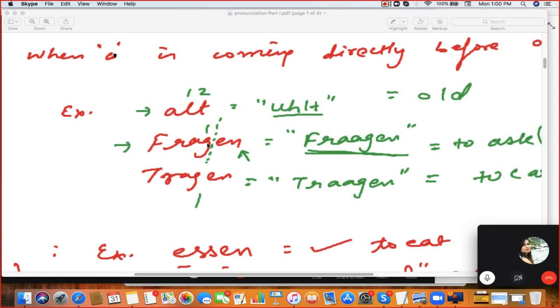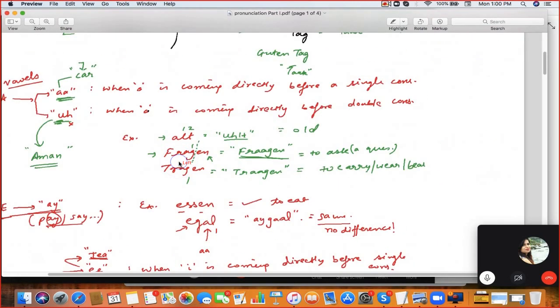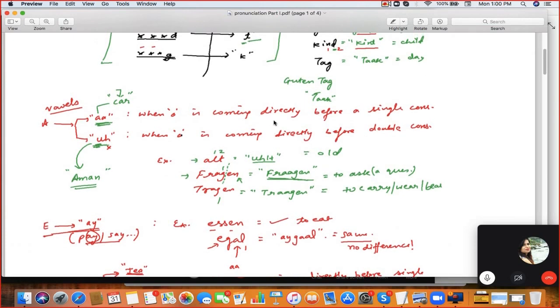Okay. Then T-R-A-G-E-N. After A, how many? One. Now the rule is after A, if it is only one consonant, then it will be the long A sound. So speak this example. Fragen. Right? Clear? Fragen. And next is Tragen. After A, one consonant, that is Tragen. Okay. Clear?